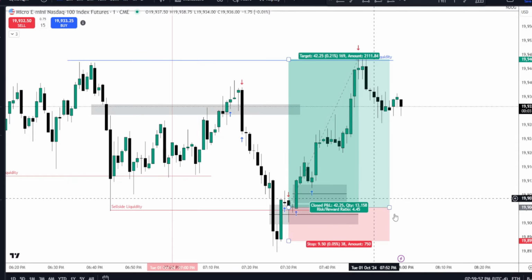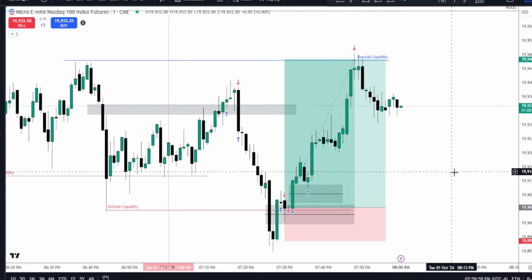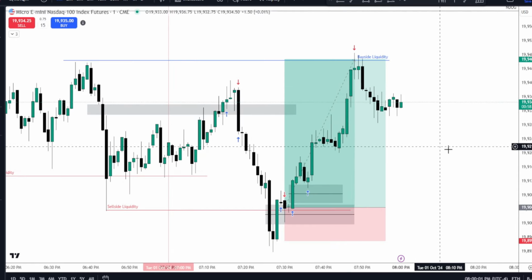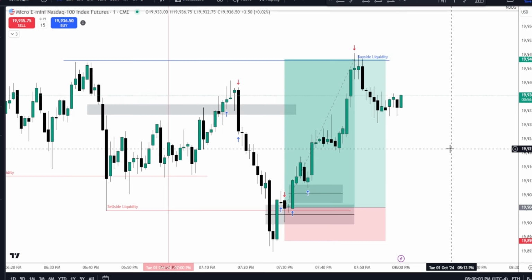So this setup was so good, bro. And shout out to Charmaine for teaching me about this model, and I wanted to send it out to you guys as well. So I hope that y'all enjoyed this, man.